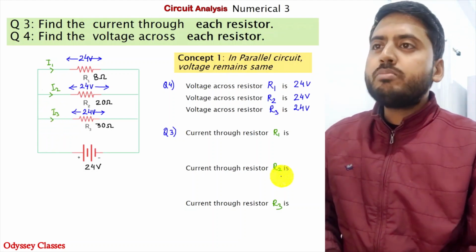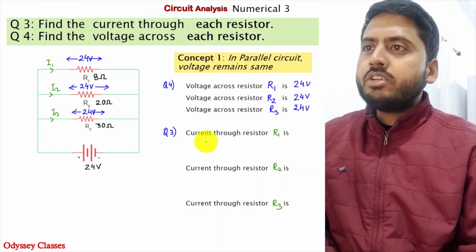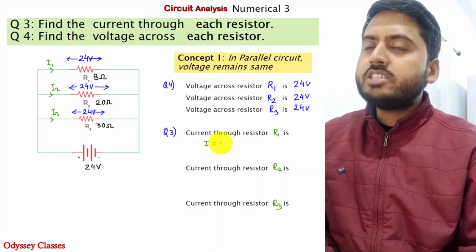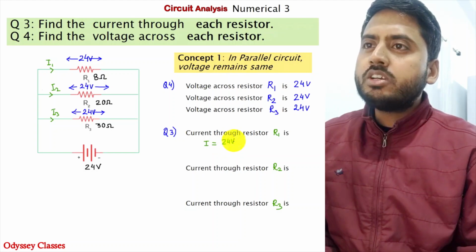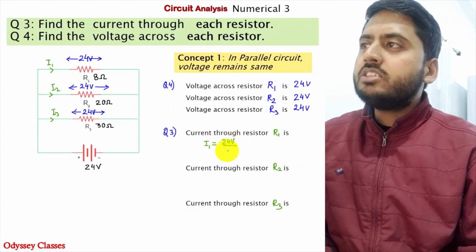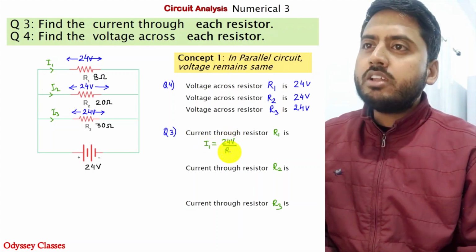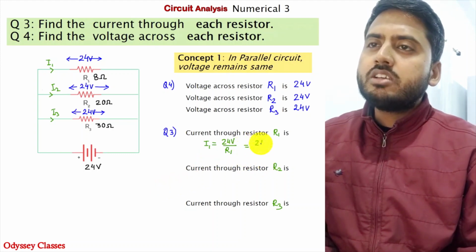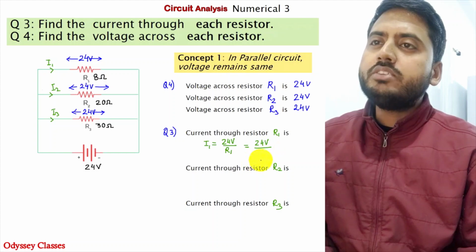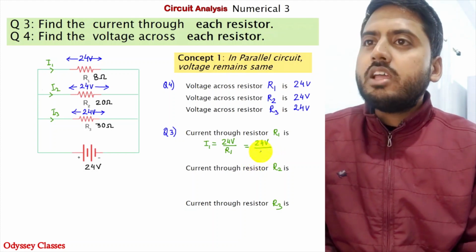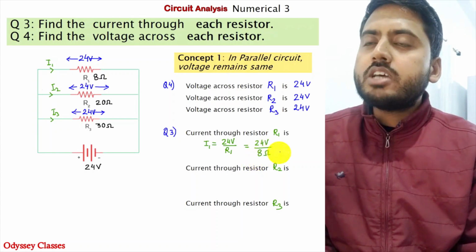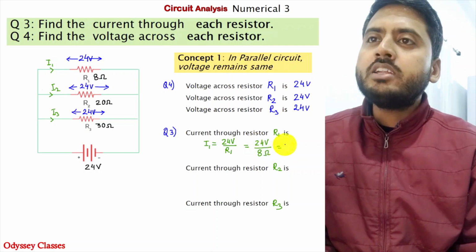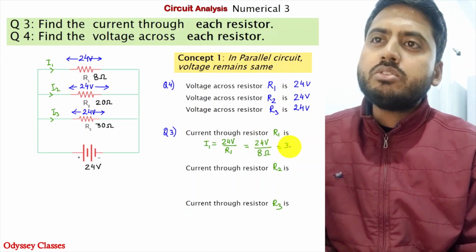So we can use simple Ohm's law here. I1 is equal to the voltage supplied across it, which is 24 volt, divided by the resistance R1, the 8 ohm resistance that we have. This is 24 by 8, that is going to be 3 amperes.